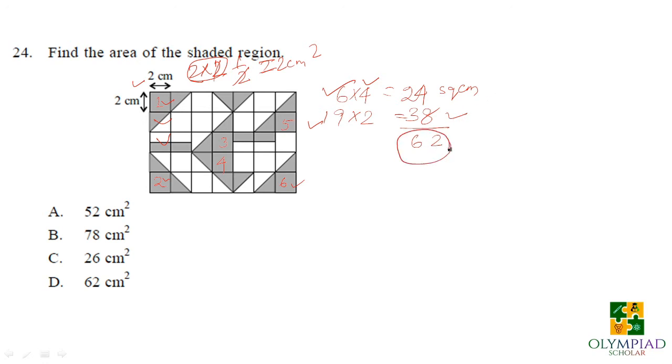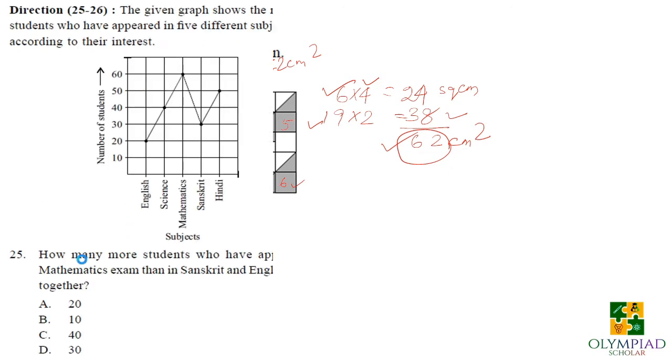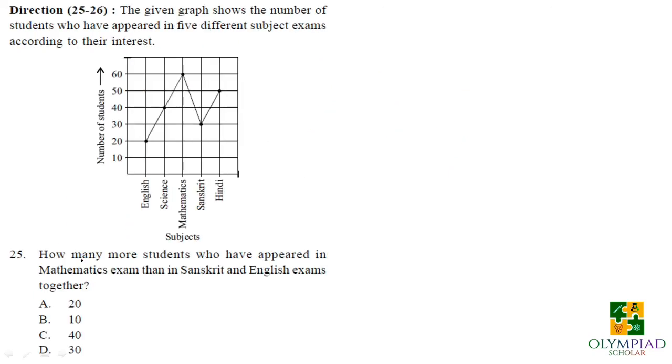Again, if you add the two entities, you will get the answer, which is 62 square centimeter. Both are okay. So you have to find 62 from the options. Okay, you will have the option in D. So next question. We have two questions, 25 and 26. We'll have to use the same figure, or the graph.